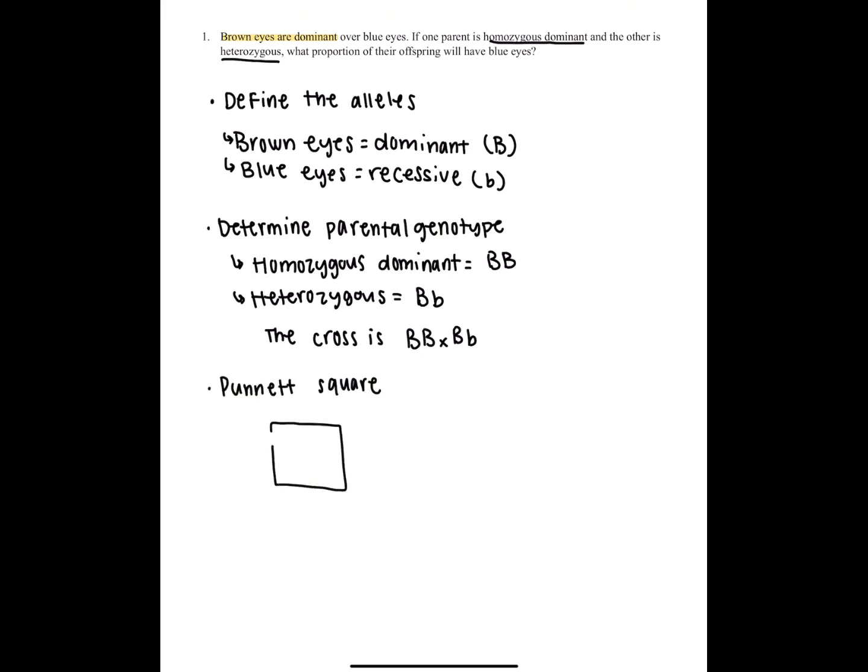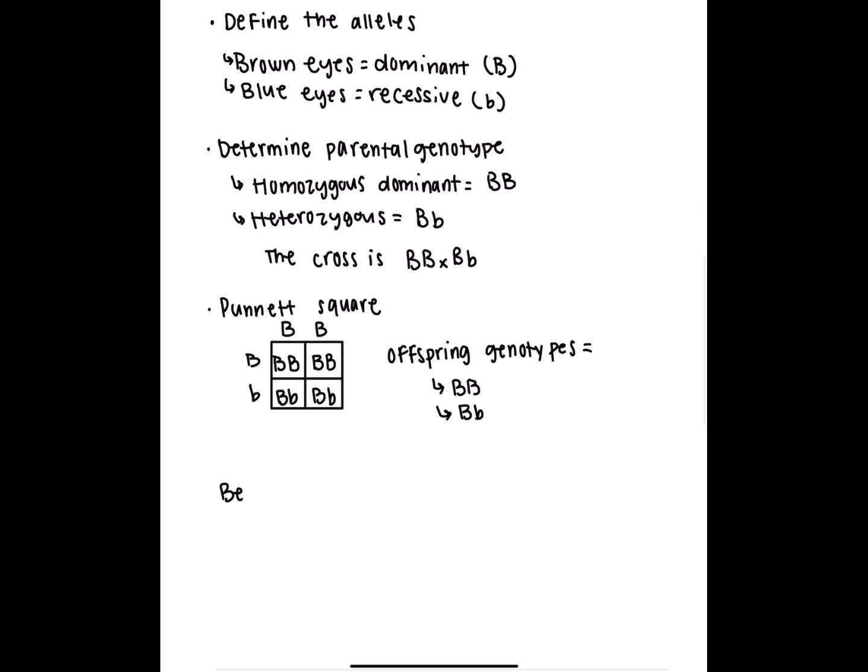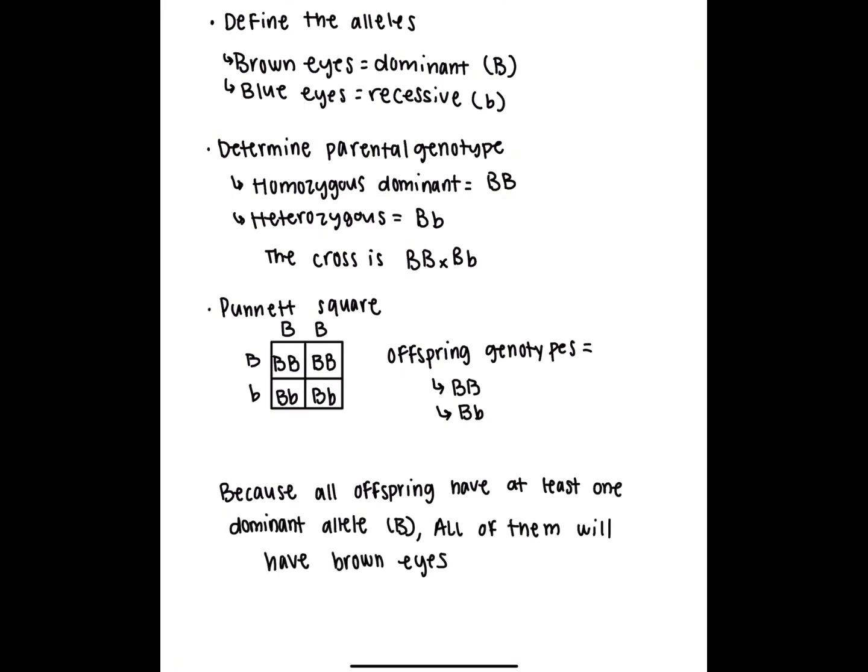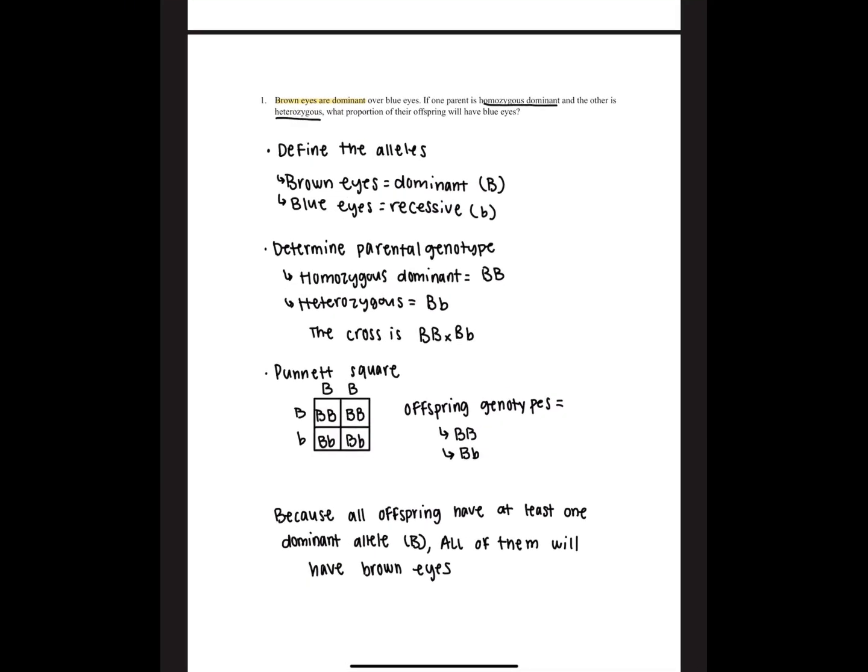On the top, we have one parent's genotype, and on the side, we have the other parent's genotype. So we solve it, and what we see in the first square is two capital B's. What we see in the second square is, again, two capital B's, and then we have a lowercase b and a capital B in the third square, and again, a lowercase and a capital in the fourth square. That means that our offspring's genotypes are going to be two capital B's and a capital B and a lowercase b. So because all of the offspring have at least one dominant allele, it means that all of them are going to have brown eyes. And that is because in this case, our dominant alleles are always going to completely mask our recessive ones.